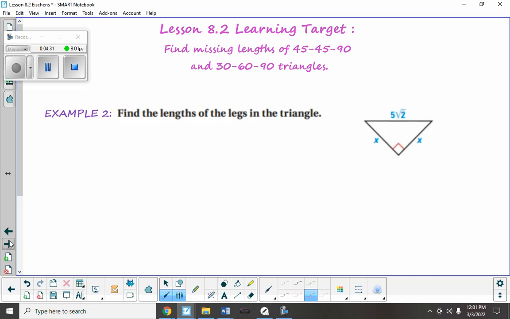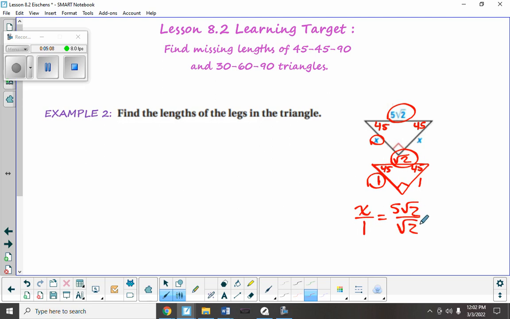And let's just do one more. You have 5 root 2 for the hypotenuse. Again, these legs are the same, which means these angles are congruent. So we'll draw another 45, 45, 90 underneath. Right angles at the bottom. And the legs are 1, 1, hypotenuse is root 2. So we want to find x. X corresponds to 1. So we can say x is to 1, and then the hypotenuse here is 5 root 2. The hypotenuse here is root 2. So we're doing left side to left side, top to top.